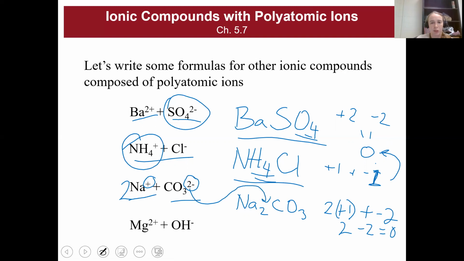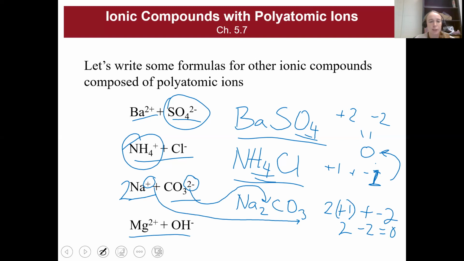So the charge on carbonate goes to the subscript, and the charge on sodium goes to the subscript, but we don't write ones, so we don't need a subscript for carbonate. And because we don't need a subscript for carbonate, we don't need parentheses. Cool. And last one, magnesium and the hydroxide ion. So OH minus is hydroxide.